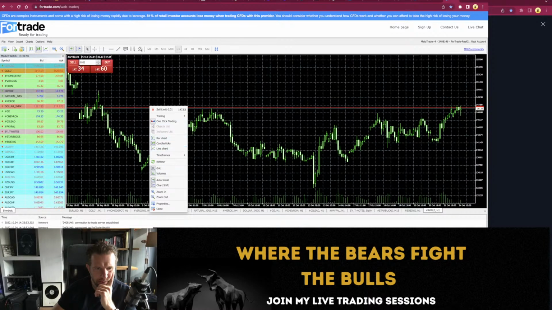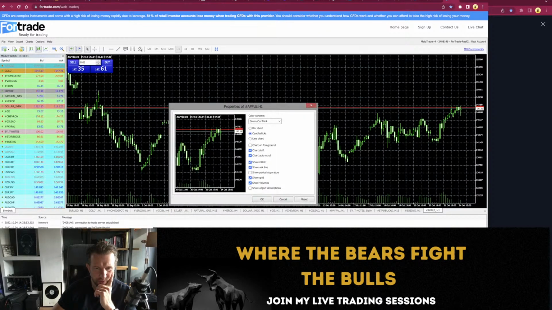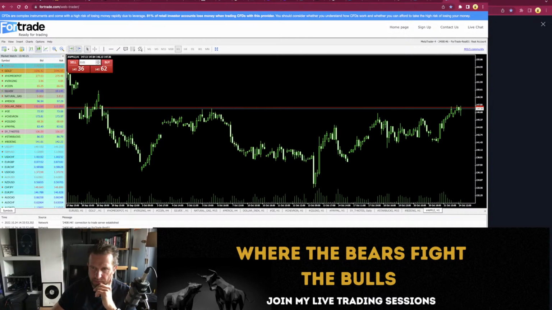Just clean this chart up a bit. Unfortunately, on Web Viewer, because I'm on a Mac, I can't get MetaTrader 4 on here. So this is why I trade mainly on my main account on a Windows. Show grid, take that off. Let's do that in green and black because green's a bit nicer. Okay.